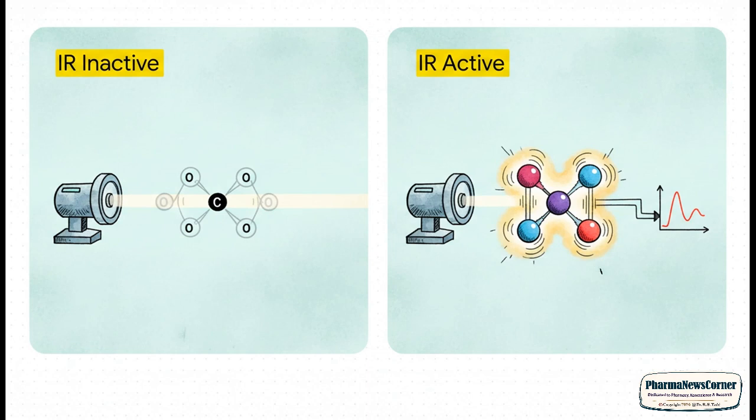So let's just break that down one more time to be super clear. An IR inactive vibration means no change in the net dipole moment. For that specific dance move, the molecule is basically invisible to our instrument. But an IR active vibration is one that does cause a change in that dipole moment. The molecule absorbs the energy, and bingo, a signal is detected and shows up on our graph.